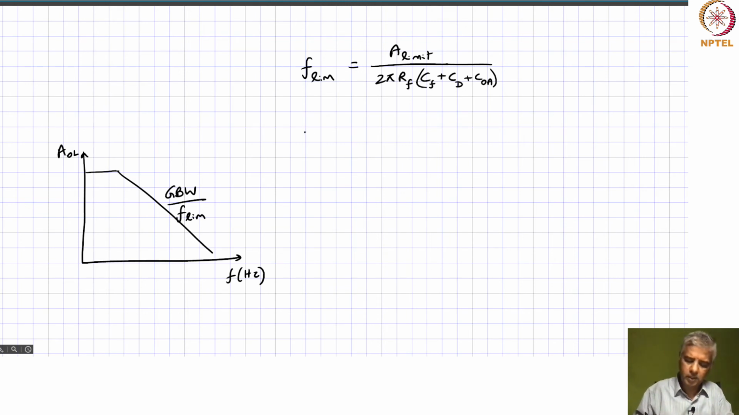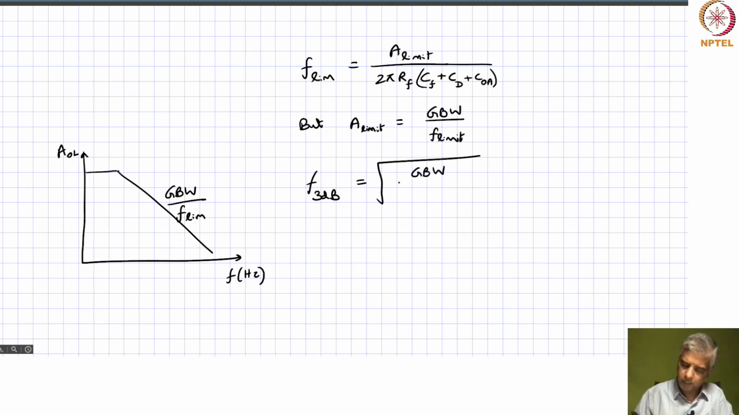But we also know that your A limit is given by gain bandwidth divided by F limit, and you can choose that F limit to correspond to your 3 dB frequency, in which case, if this is gain bandwidth divided by F, it can be taken over there, so that becomes F squared equal to gain bandwidth divided by this value, or F3 dB can be written as the square root of the gain bandwidth of the op amp divided by 2 pi RF times CF plus CD plus C op amp and so on, right.